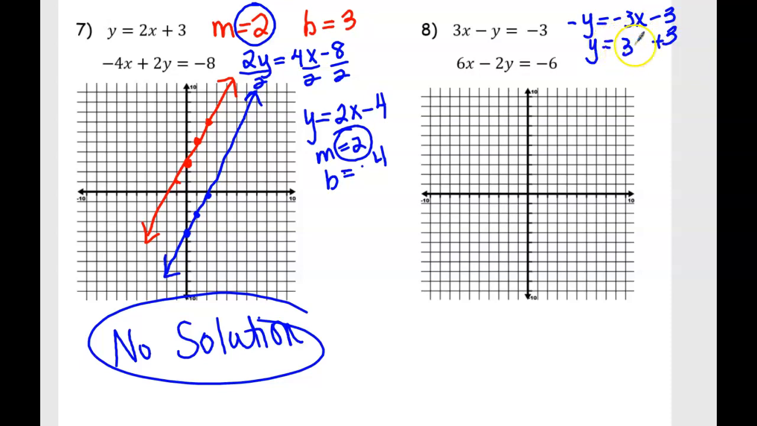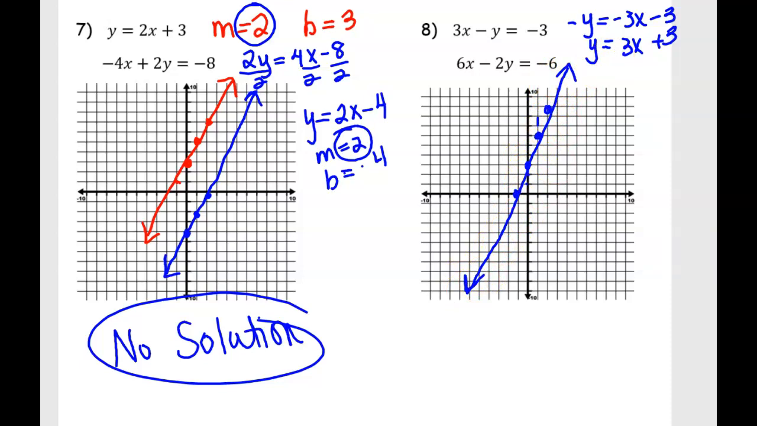All right, so we're going to graph this first one. So we start at the y-intercept of 3, and our slope is 3. 1, 2, 3, and over 1. All right, so, or we could go down 3 and over 1. All right. There we go. So there's our line. That's the first one.